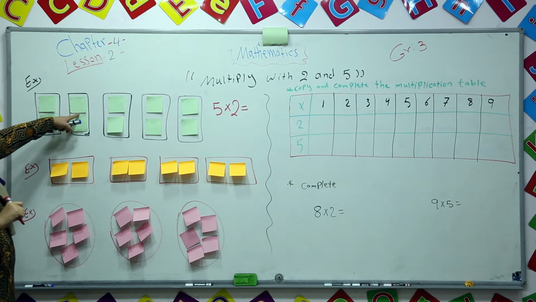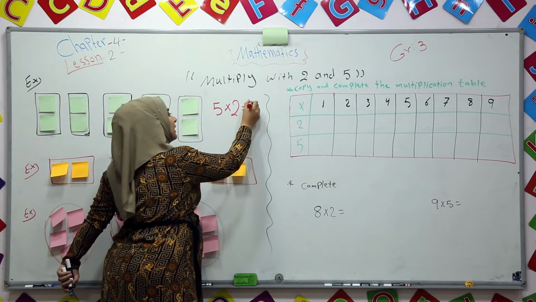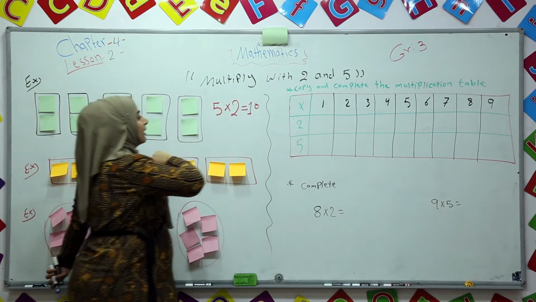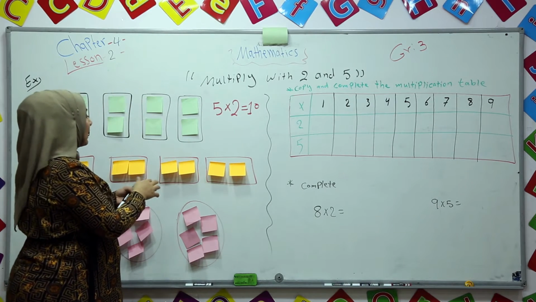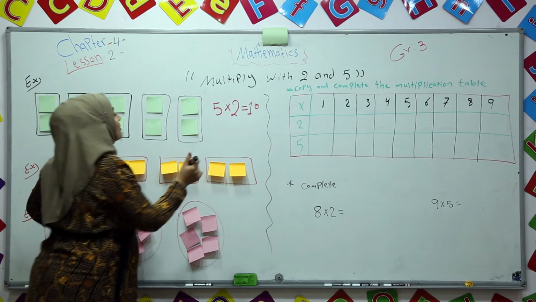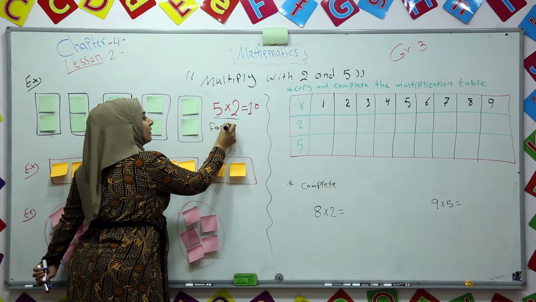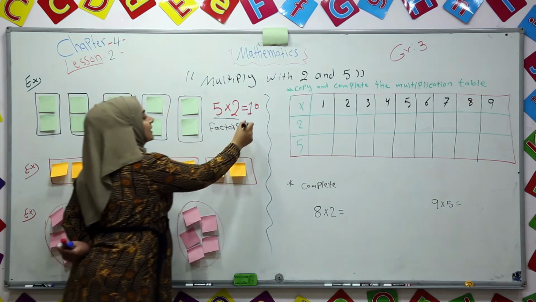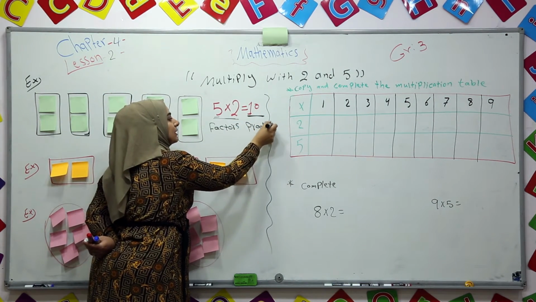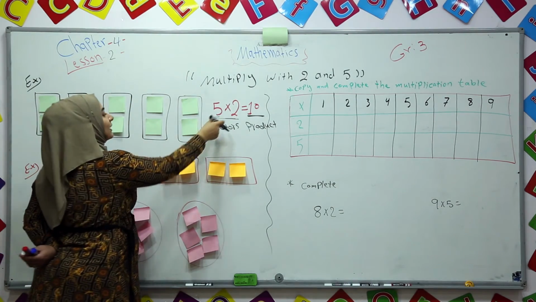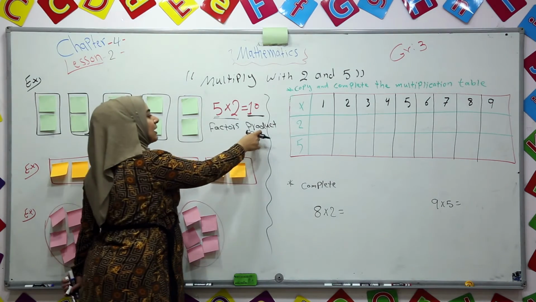1, 2, 3, 4, 5, 6, 7, 8, 9, 10. So 5 times by 2 equals 10. Guys, each of them has a name. If you multiply two numbers together, these two numbers are called factors, and the answer is called the product.